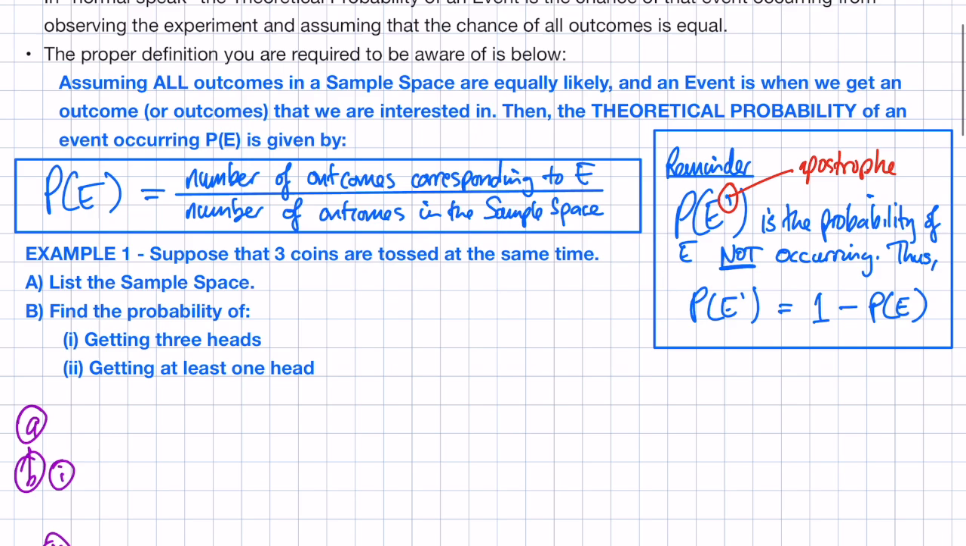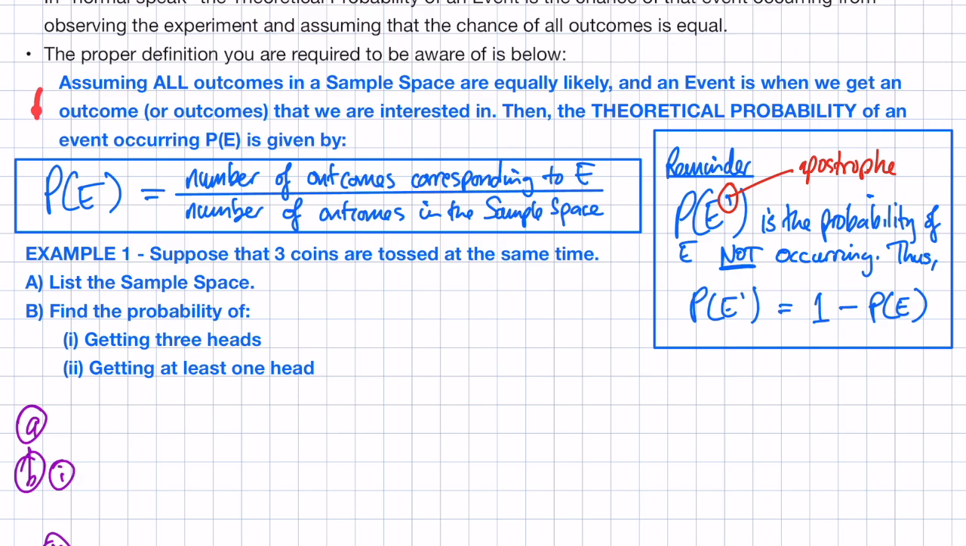So the proper definition that you need to be aware of is really this formula, but there's a lot of assumptions. We need to assume all outcomes in a sample space are equally likely. And by definition, an event is when we get an outcome or outcomes that we're interested in. Then finally, the theoretical probability of an event occurring, which we label P(E), is given by this formula.